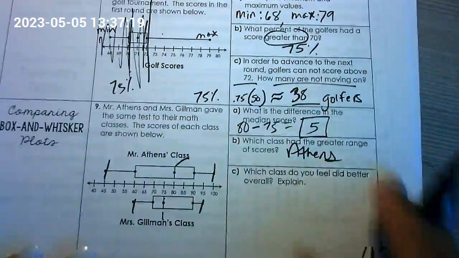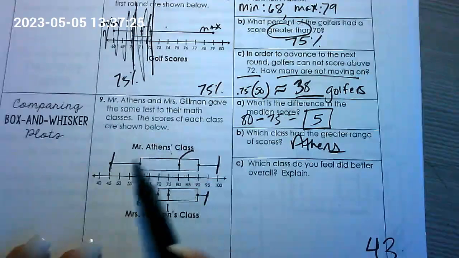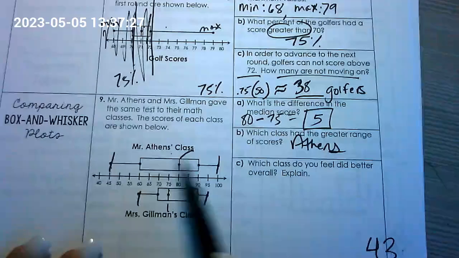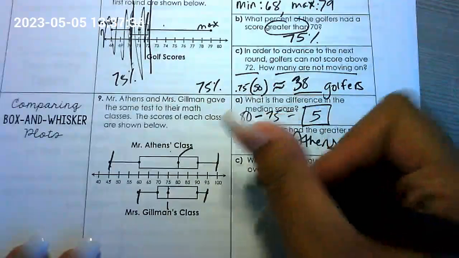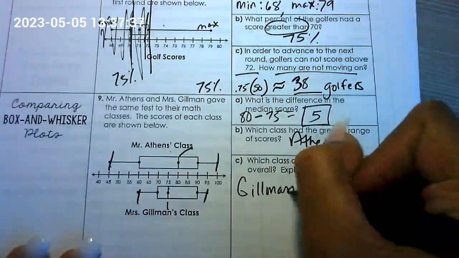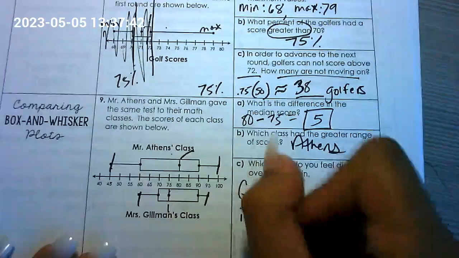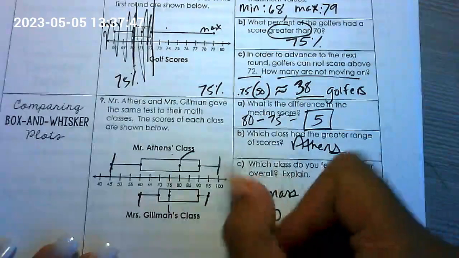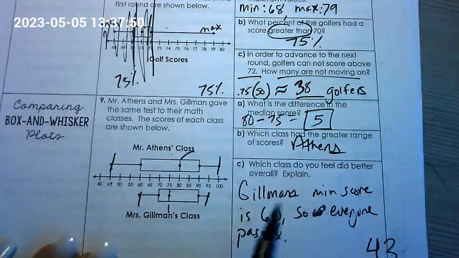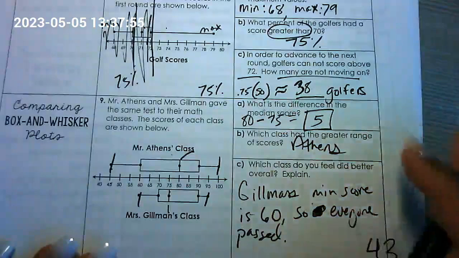What class do you feel did better overall, and explain? Well, being that the lowest score for Athens' class is 45, I would say they probably didn't do that well. Their lowest score for Gilman's was 60, so at least everybody passed the test. So Gilman's minimum score is 60, so everyone passed.